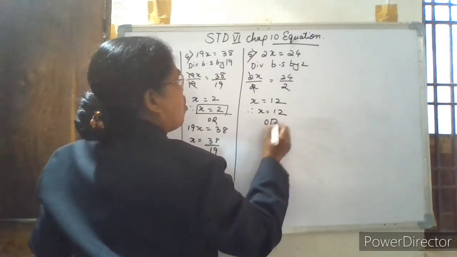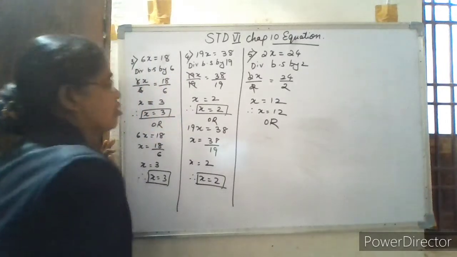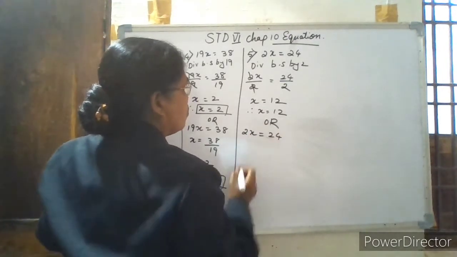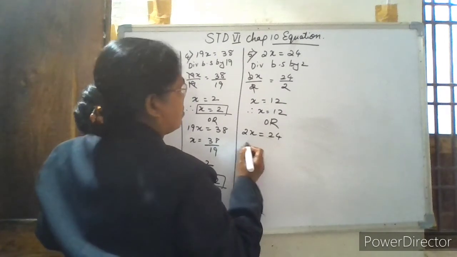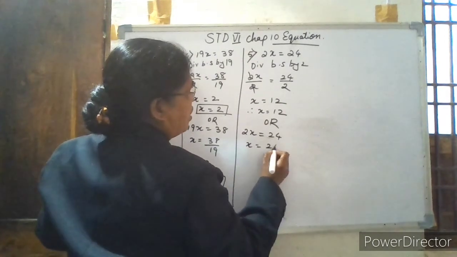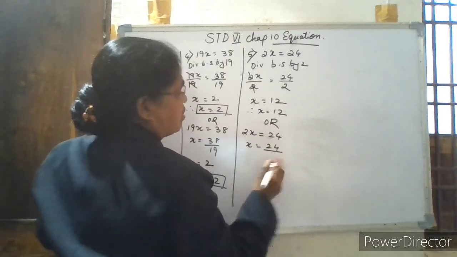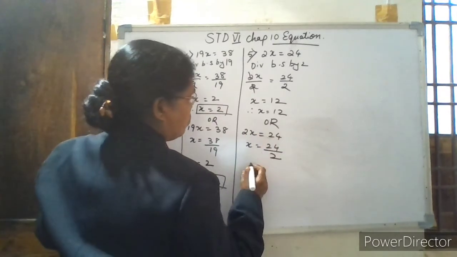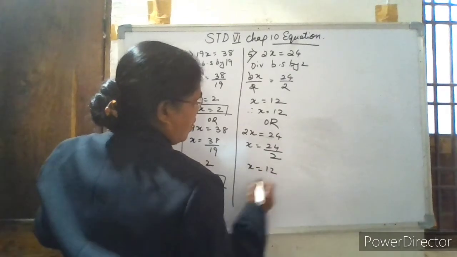Or second method, 2x is equal to 24. So x will be equal to 24 divided by 2. So it gets divided. So 24 divided by 2, x is equal to 12. Therefore, x is equal to 12.